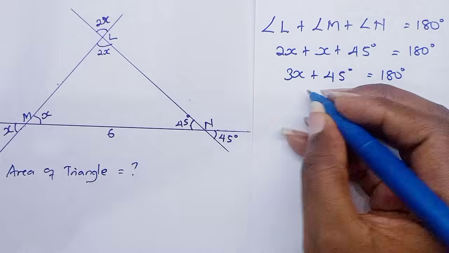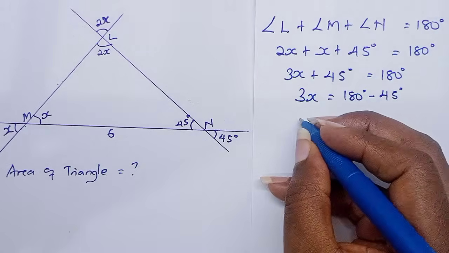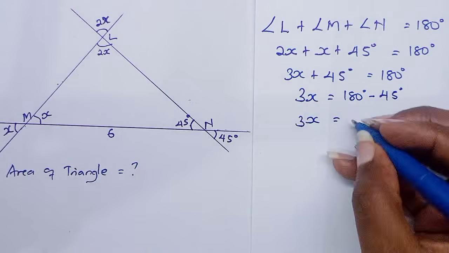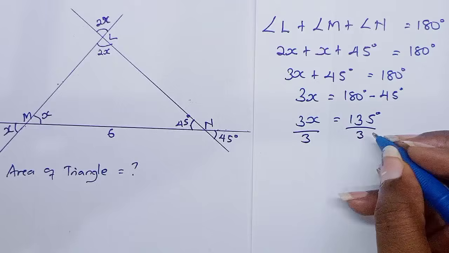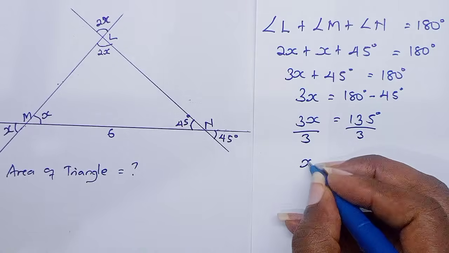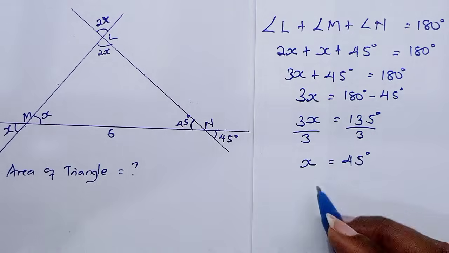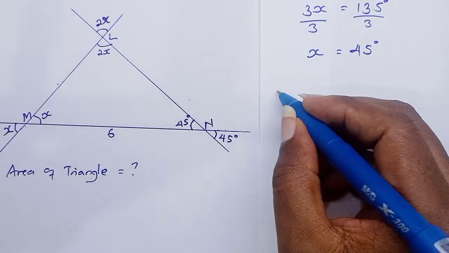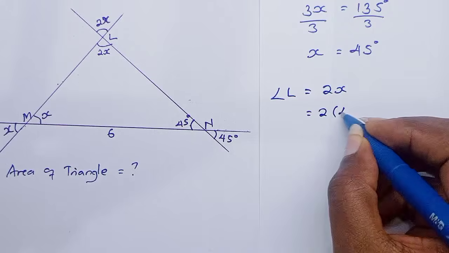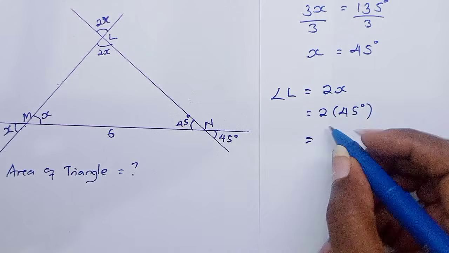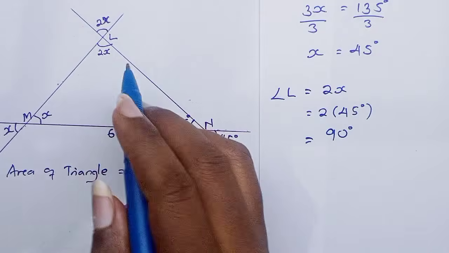So we take the 45 this side, we shall have 3x being equal to 180 degrees minus 45 degrees. 3x will be equal to this minus this gives us 135 degrees. Divide both sides by 3 and we get x to be equal to 45 degrees. Now that we have found the value of x, that means angle L, which is equal to 2x, will be 2 times 45 degrees, which gives us 90 degrees. So this angle is 90 degrees.